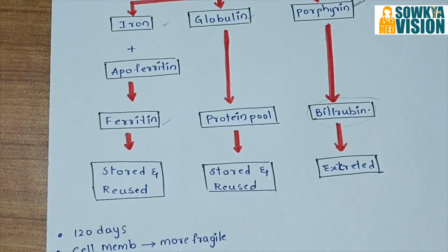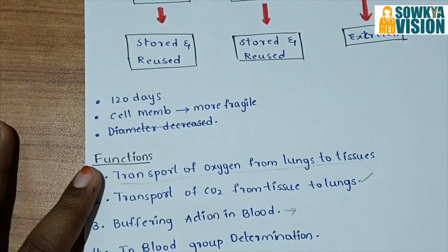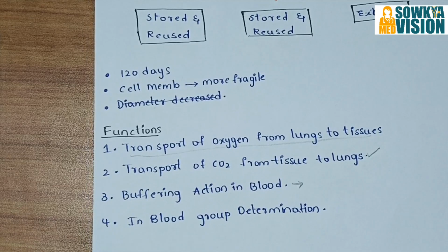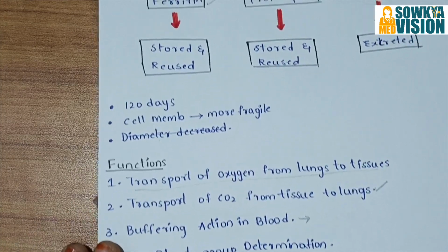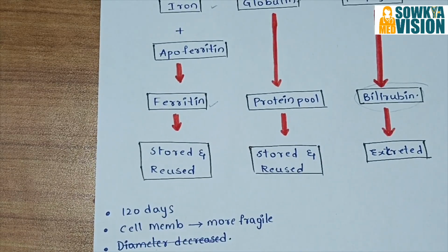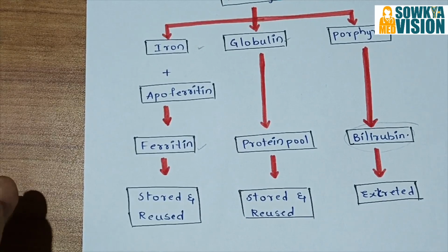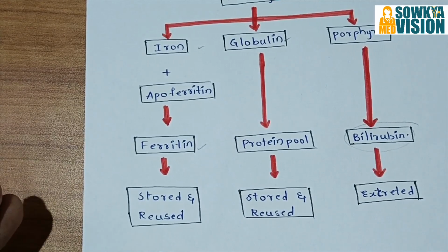And what are the functions? It helps in the transport of oxygen from lungs to tissues and carbon dioxide from tissues to lungs, and it has a buffering action, that is acid base balance. It maintains the pH, and it also helps in the determination of blood grouping. This is the complete discussion of RBC, erythrocyte, and we will discuss the process of synthesis of erythrocyte, that is erythropoiesis, in the next class.